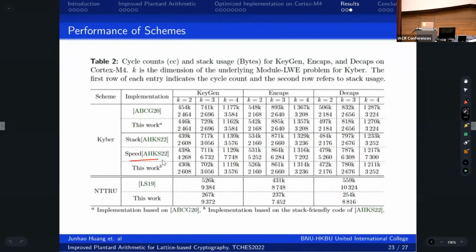And it should be noticed that our implementation based on the stack version code from ACNXS 2022 outperforms the DSP version code with merely half of the stack usage. And as for the NTTRU schemes, we obtain about 50% speed up thanks to the optimized polynomial arithmetic.